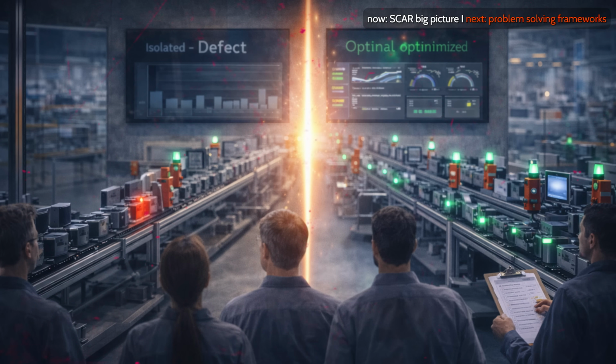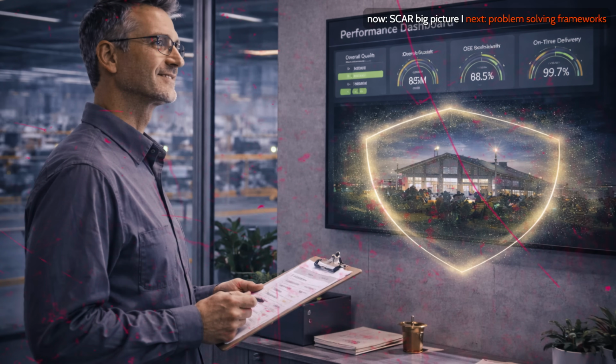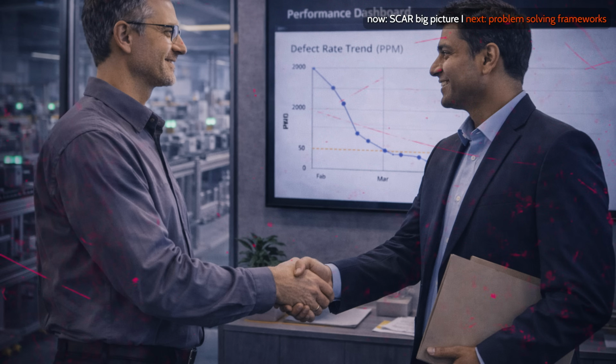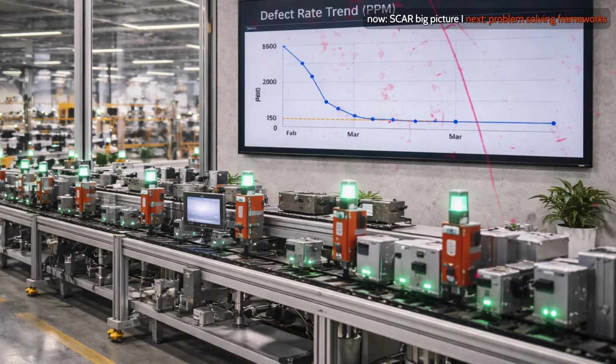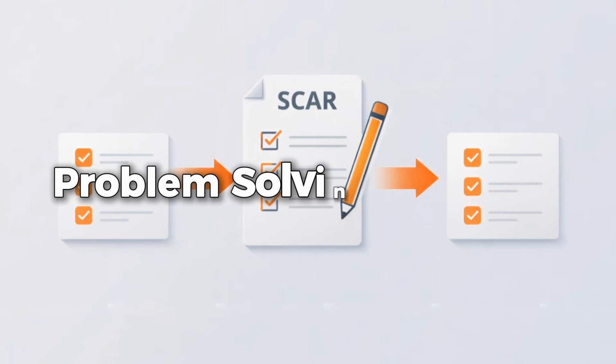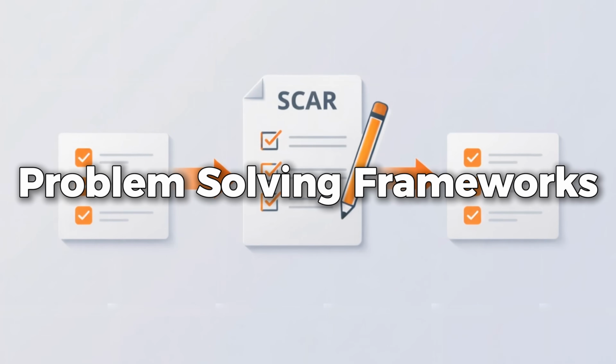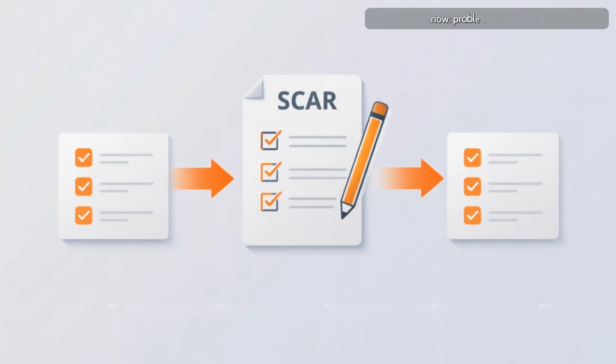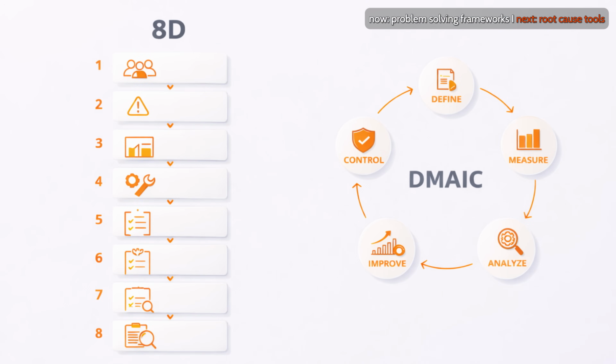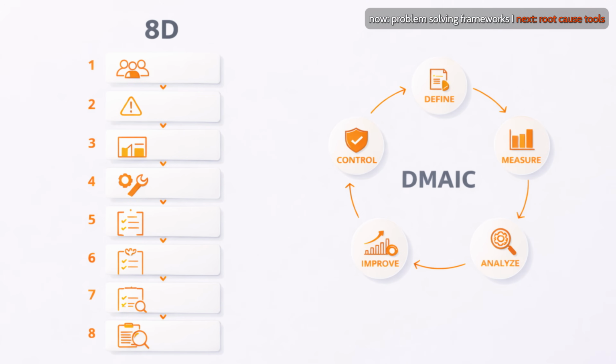This structured lifecycle transforms isolated problems into systemic improvement. It protects your organization, strengthens supplier performance, and builds long-term quality stability. In practice, corrective actions within a SCAR are often managed using structured problem-solving frameworks, most commonly 8D and DMAIC.